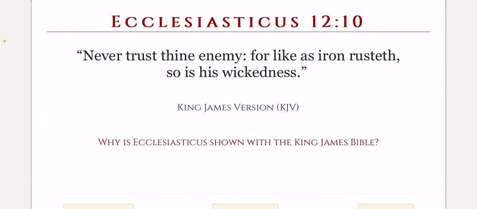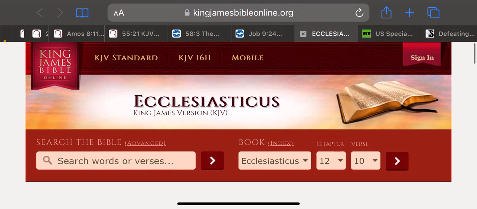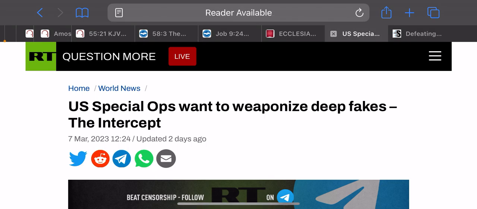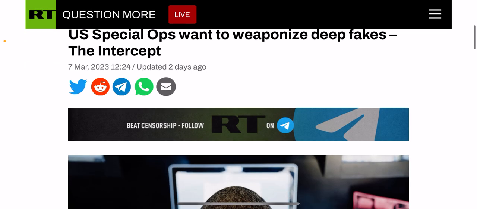But we over time never trust an enemy, for as iron rusts, so is his wickedness. Not to be trusted, man. But that's pretty much the main point already, as you already see the deep fakes and what they're ultimately going to be used for, obviously not for good, and how ultimately they're going to be used in order to demonize and to target the prophets.